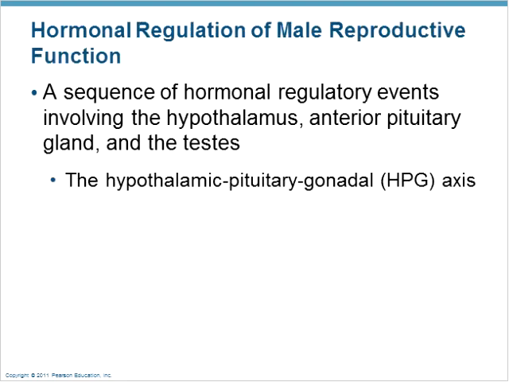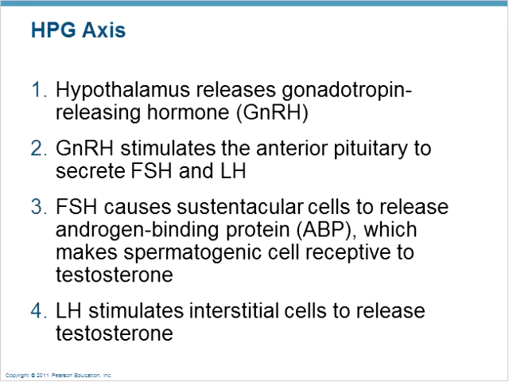Hormonal regulation of male reproductive function is a sequence of hormonal regulatory events which involve the hypothalamus, the anterior pituitary gland, and the testes. That's called the hypothalamic-pituitary-gonadal axis, or HPG axis. The hypothalamus releases gonadotropin-releasing hormone, or GnRH. GnRH stimulates the anterior pituitary to secrete FSH and LH. These are things we talked about already within the endocrine system.